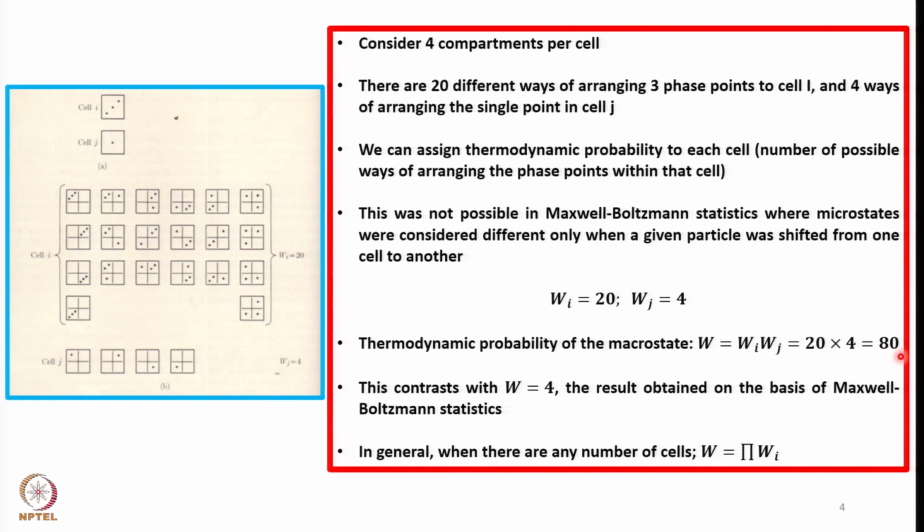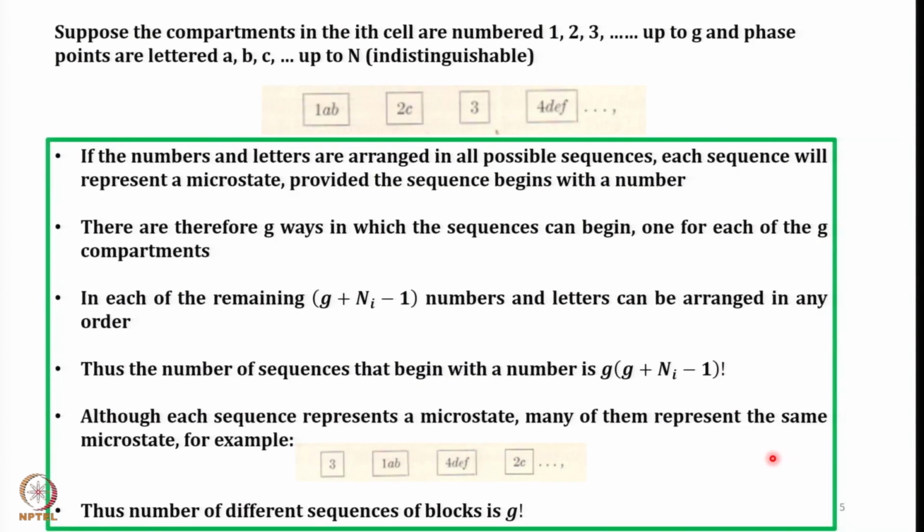Wi is 20, Wj is 4, so in total it is 80. If you compare this with Maxwell-Boltzmann statistics, in that case we got W equal to 4. Here we are getting W equal to 80. See the difference. So in general, when there are any number of cells, the overall W, that is the thermodynamic probability, is the product of the thermodynamic probability of each cell. Okay, so I hope this is clear. Let us get into a little more detail.